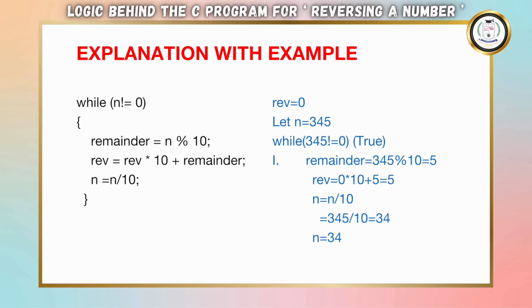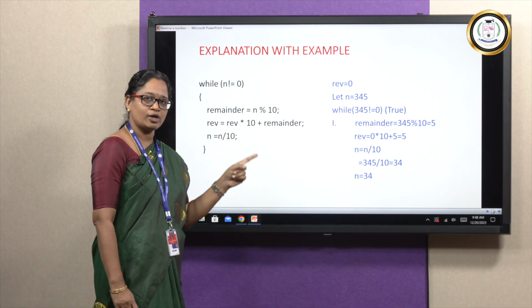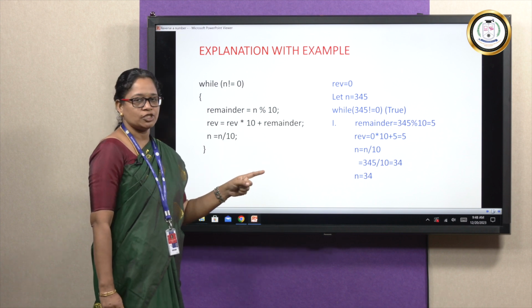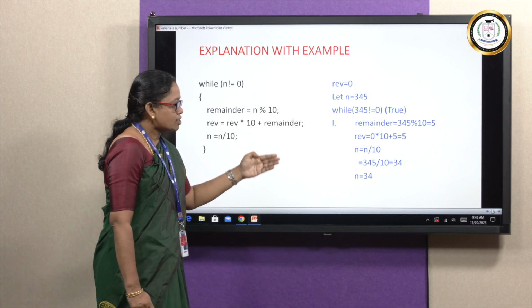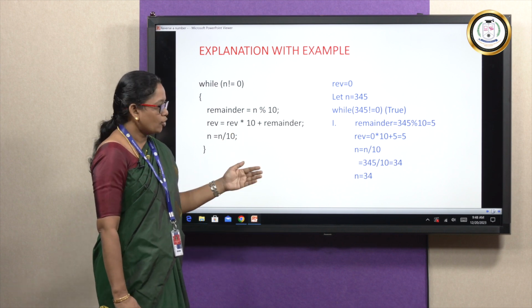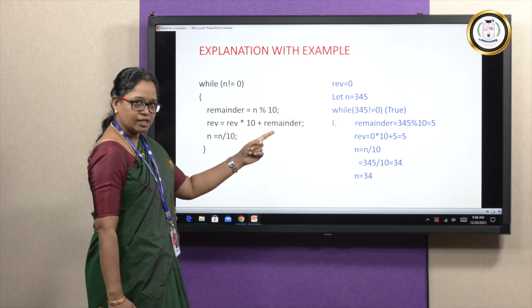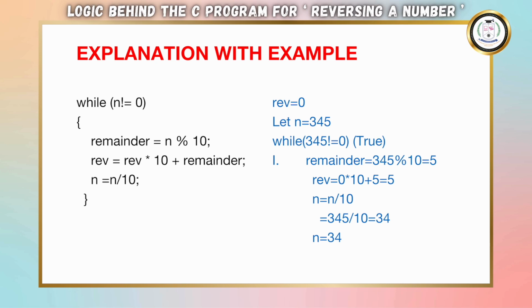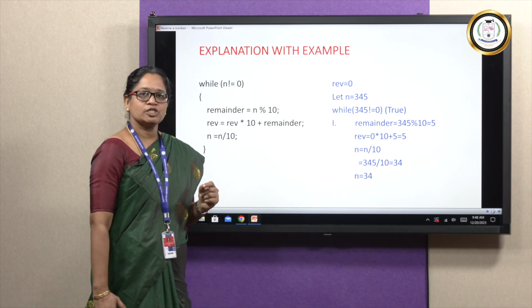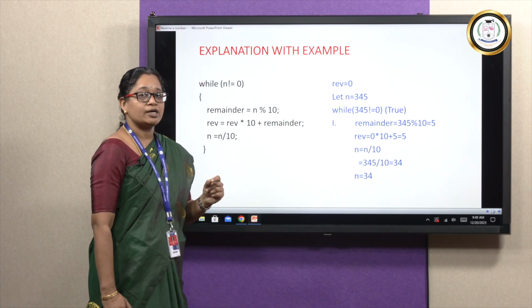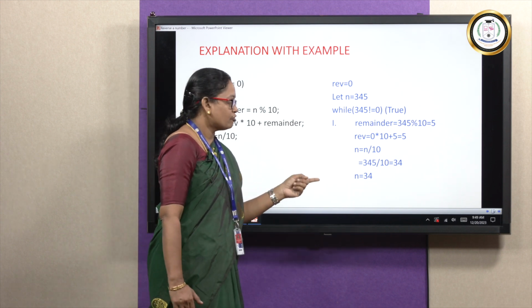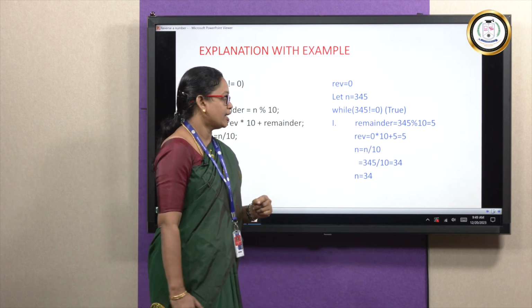So while the value of n is 345, while 345 not equal to 0, here the condition is true. 345 not equal to 0 is a true condition. So the calculation steps are executed. It will enter the while loop and the steps inside the while loop are executed. So first it will calculate the remainder. Remainder will be equal to 345 modulo division by 10. This modulo operator, as I told you already, gives the remainder as output. So 345 when it is divided by 10 gives the remainder 5.